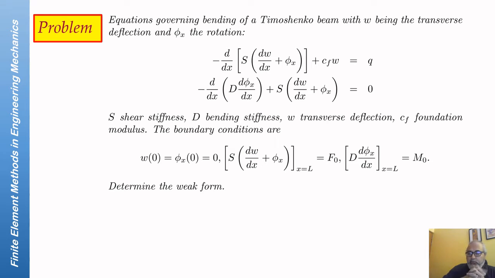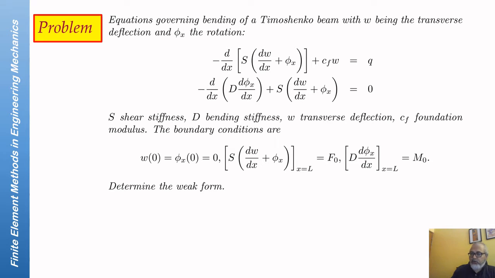This is the last problem we will do on formulating weak forms. So these are the equations governing the equilibrium of a Timoshenko beam. You don't need to know what a Timoshenko beam is. It's a higher order beam theory. The beam theory that you have learned is Euler-Bernoulli beam theory, and this is a higher order beam theory which makes some corrections over the Euler-Bernoulli beam theory.